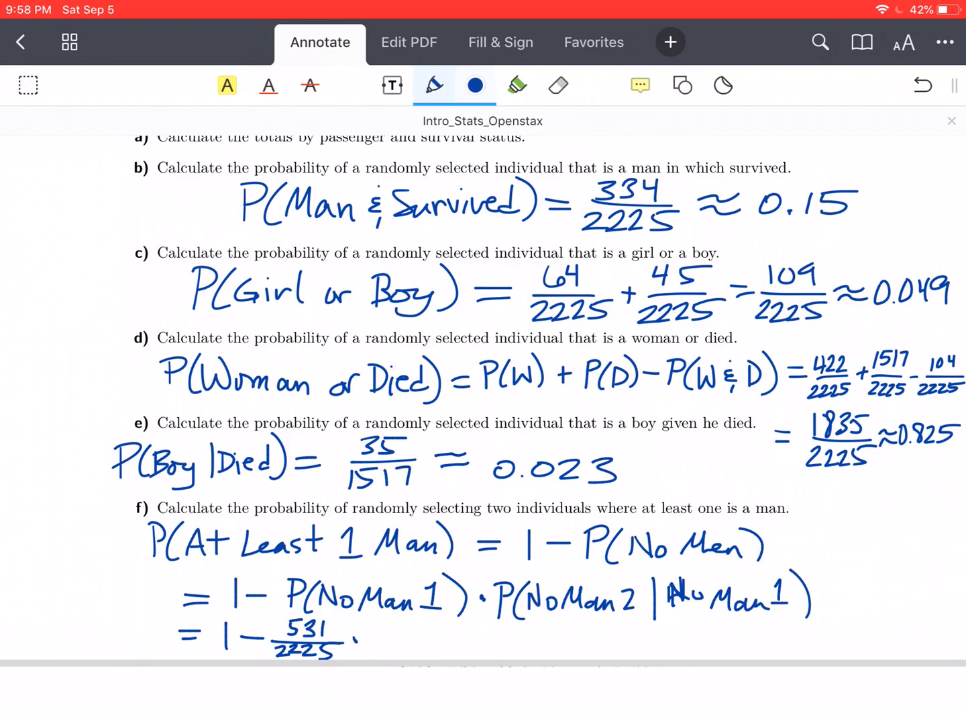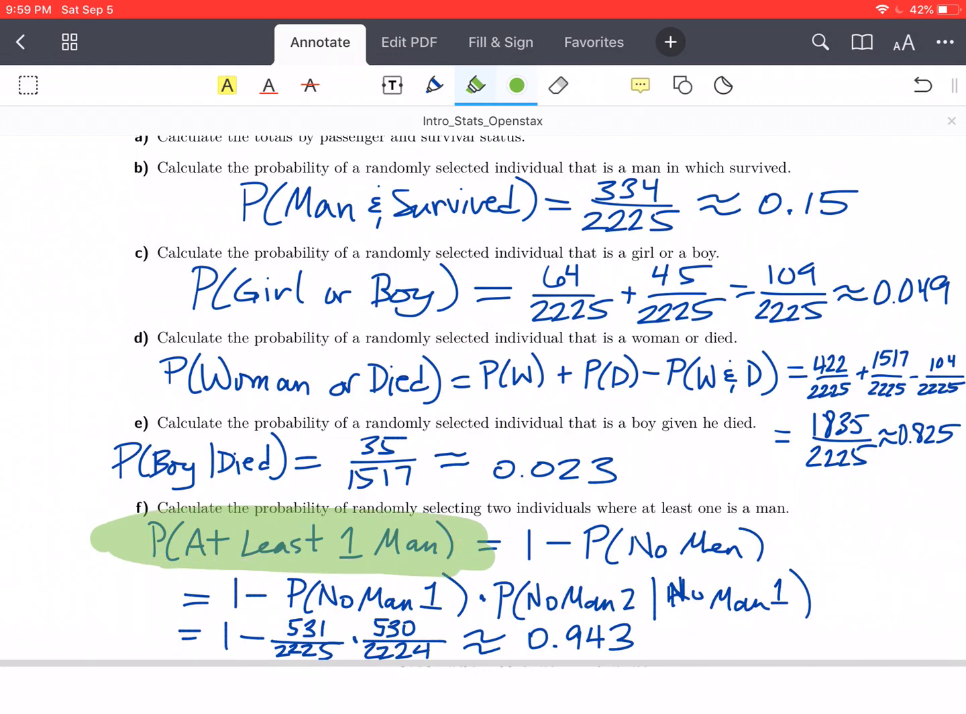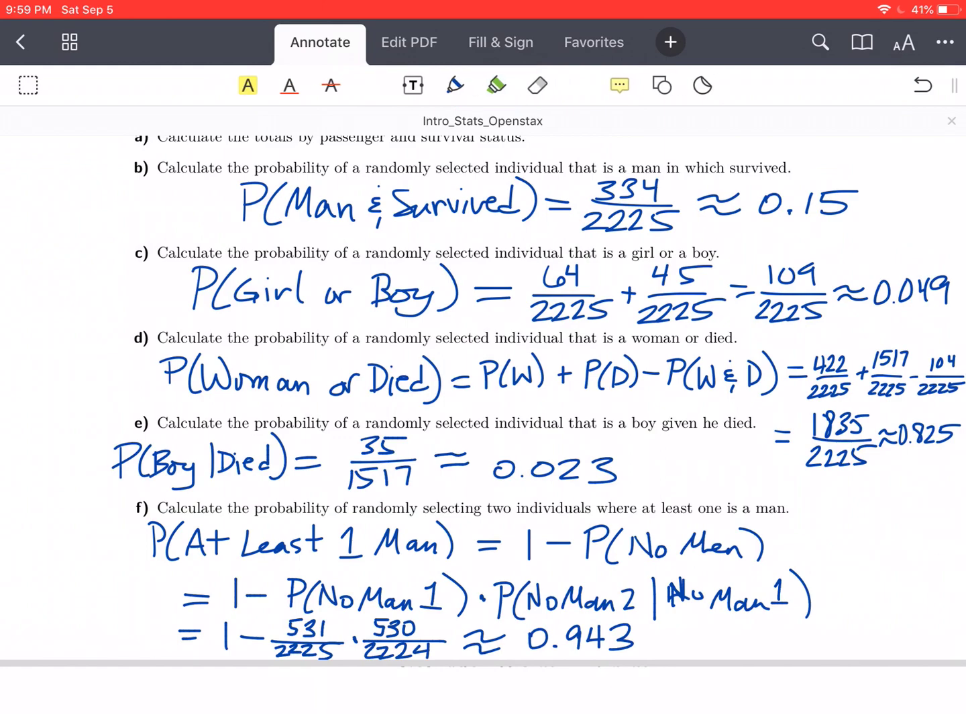Times the probability that the second person is not a man, given the first one was not. Well, now there's only 530 non-men out of 2,224 remaining passengers, because we already picked one. This is approximately 0.943. Okay. And remember what we were looking for. We were just kind of going at it using the negation of it. But we were looking, what is the probability that if I select two people on the ship, that at least one of them would be a man? It's about 94%. So really likely that at least one of two people you choose would be a man.